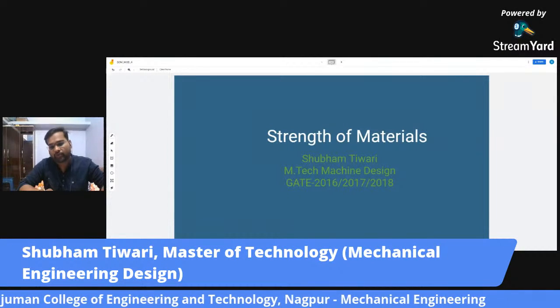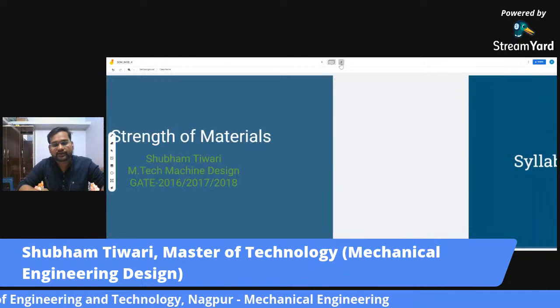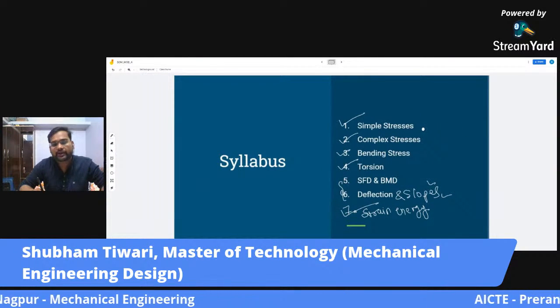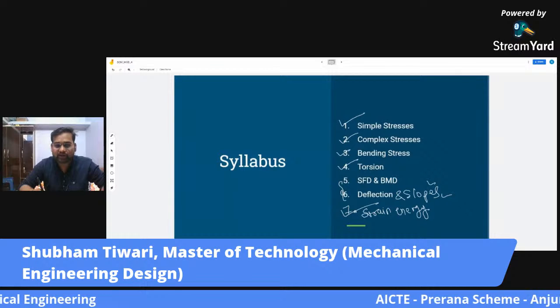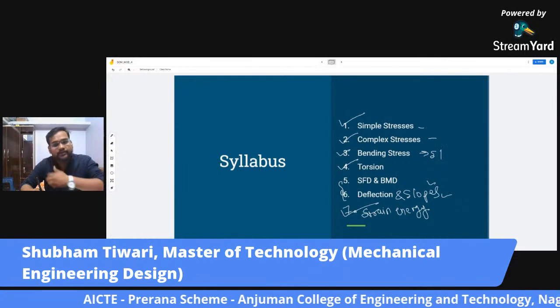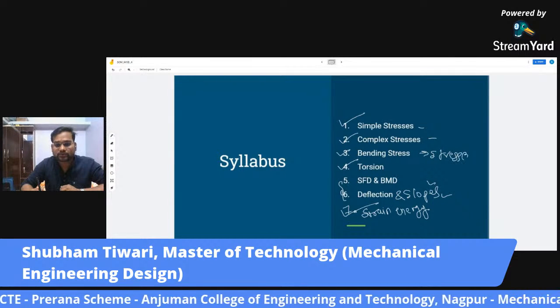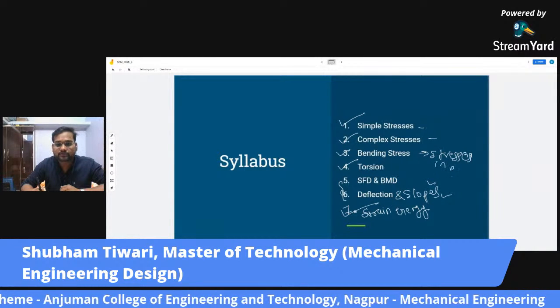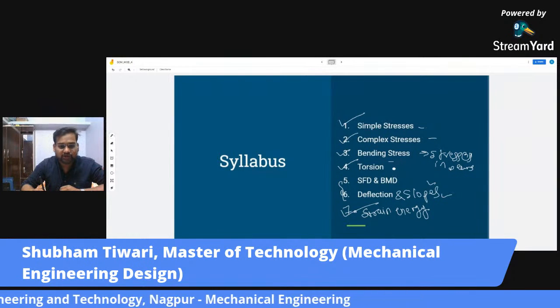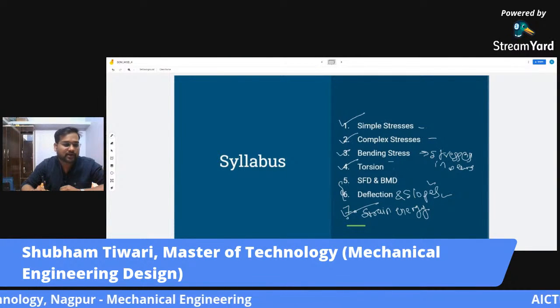This session is on strength of materials. In the previous sessions, we completed simple stresses and complex stresses. The bending stress was seen under a broad chapter known as stresses in beams. Then we also completed torsion, and we also completed the concept of strain energy.